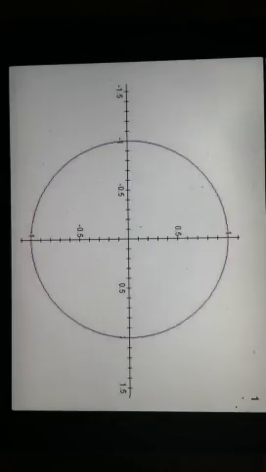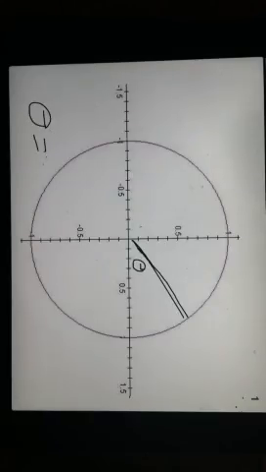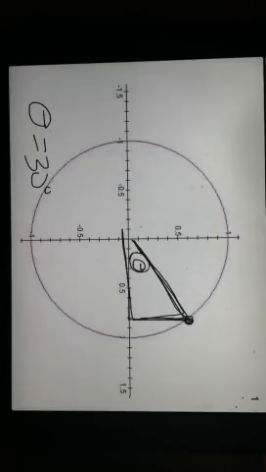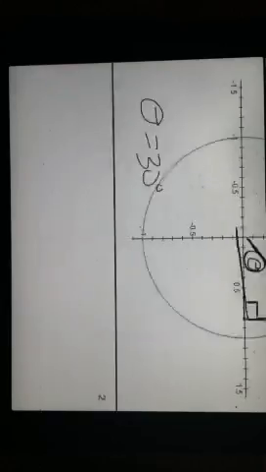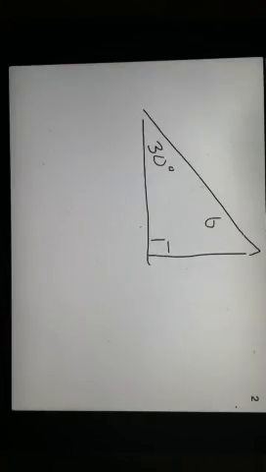Now let's say you graph the angle 30 degrees, which would be right about here. So this is where theta equals 30. From this position, if you're trying to find this coordinate, you can drop a perpendicular right here, and that will give you a triangle, with this angle being 30 and this angle being 90. So let's redraw that triangle. It would look like this: 30 degrees here, 90 degrees here, and then 60 degrees here. And this is our old friend, the 30-60-90 triangle.